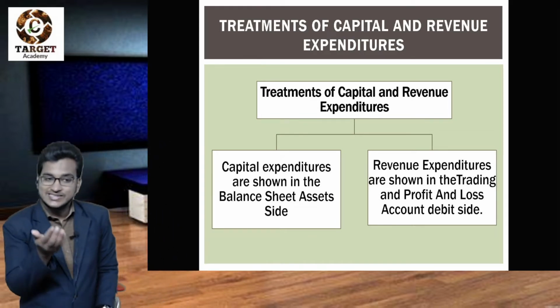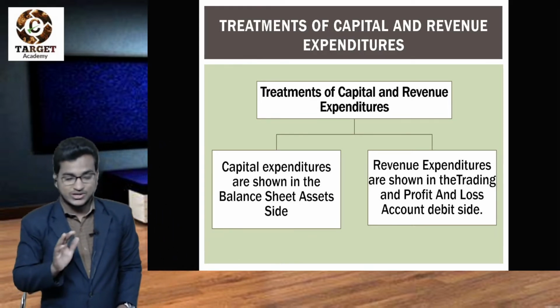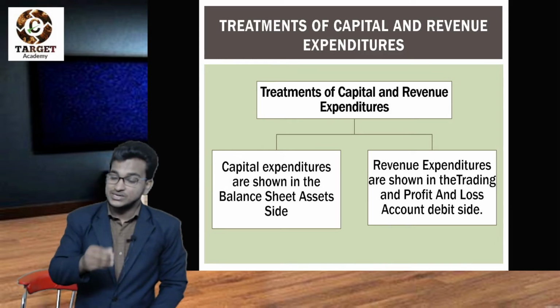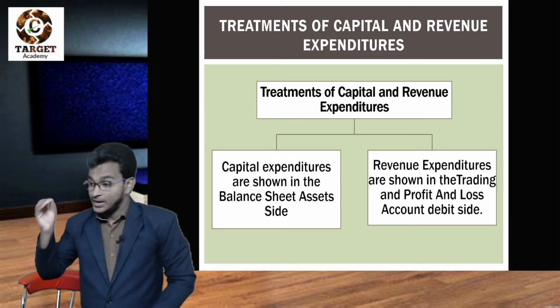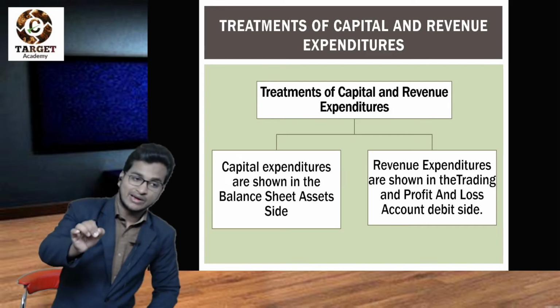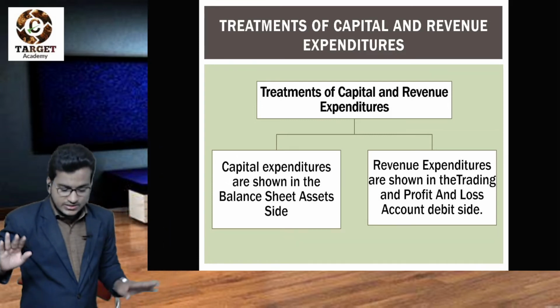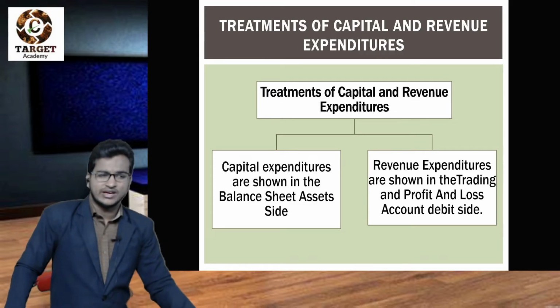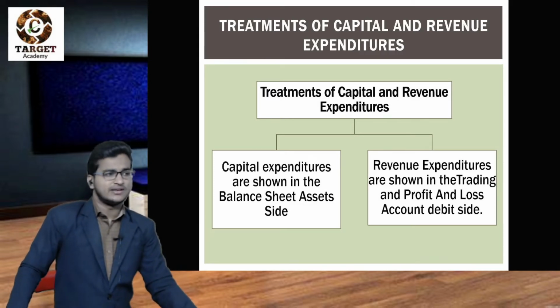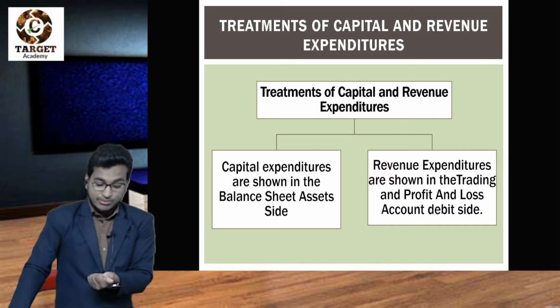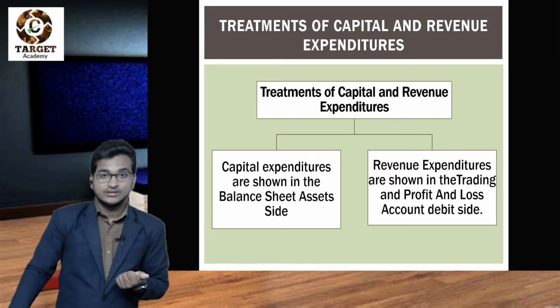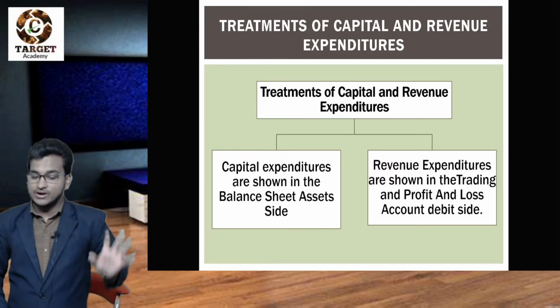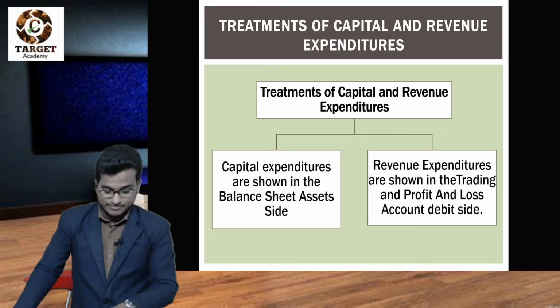Revenue expenditure is an expenditure, so it will come under P&L account debit side or trading account debit side. Sir, P&L account debit side okay sir, salaries, rent come. What comes under trading account debit side, sir? Wages, that is also my revenue expenditure, right? So that is the example for trading account debit side.